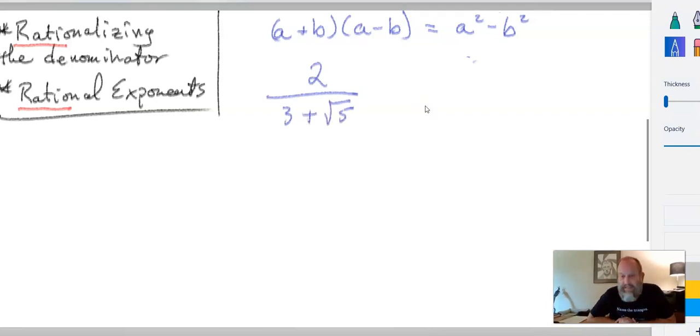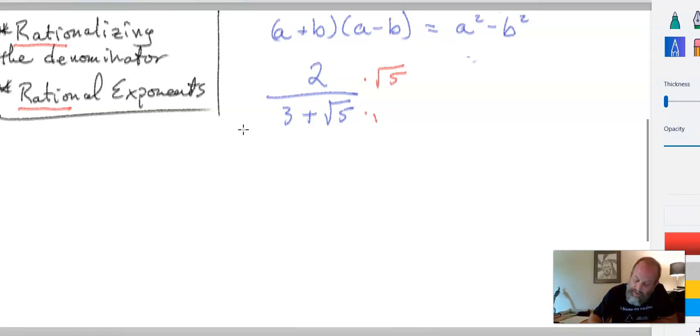But if I have something like this, now I know what the gut instinct is. What does your intuition usually tell you? Multiply by root 5. That's right, multiply by root 5. But let's look and see what happens when I do multiply by root 5.